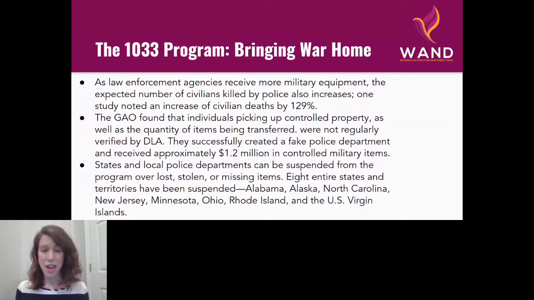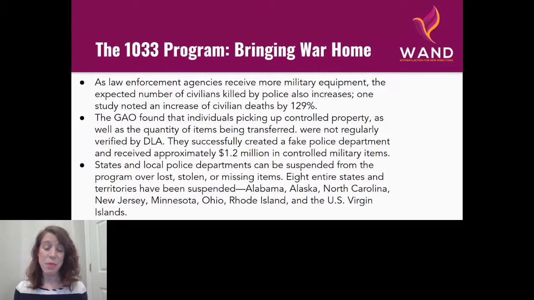Even if we are to have a program like this, which we should not, there just are not the checks to make sure that it's being run safely. So we're looking to shut down this program. Unfortunately, we recently had a vote on this in the House National Defense Authorization Act, where 22 Democrats voted against reining in the 1033 program.